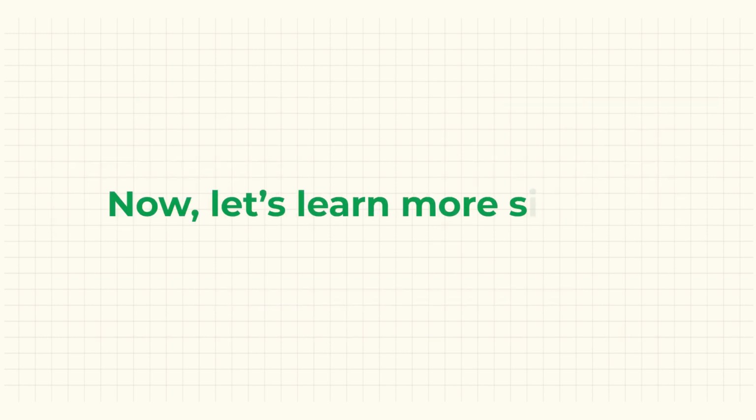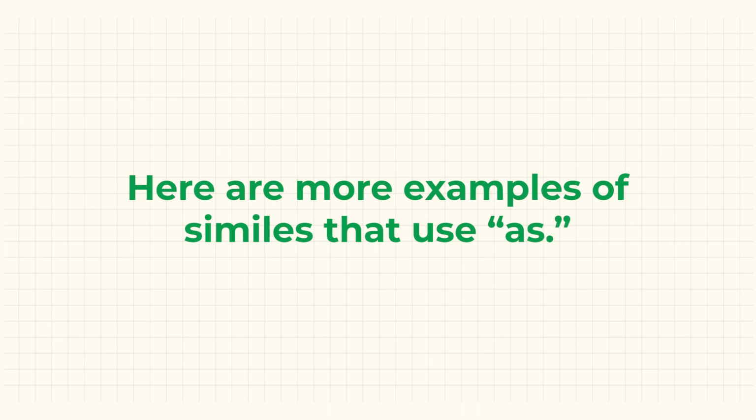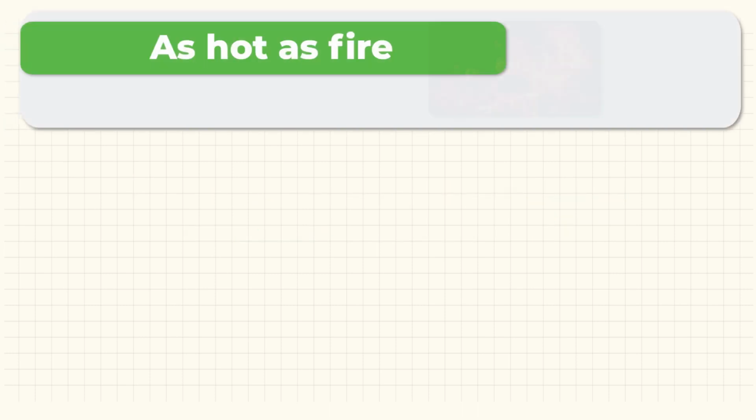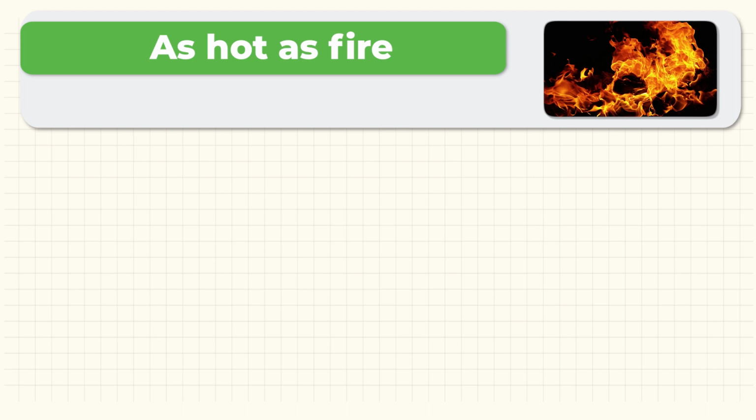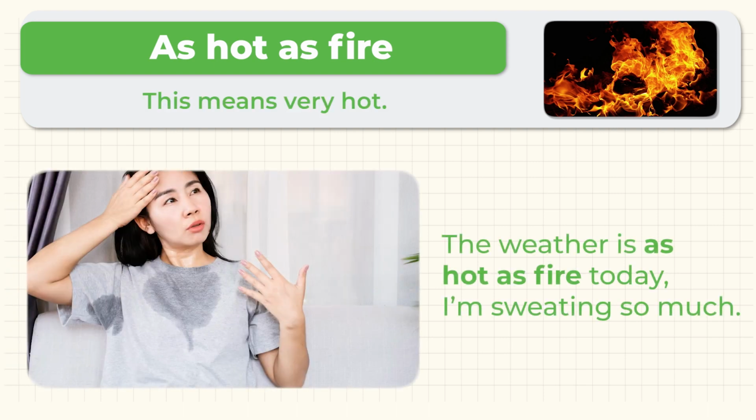Now let's learn more similes. Here are more examples of similes that use as. As hot as fire. This means very hot. The weather is as hot as fire today. I'm sweating so much.